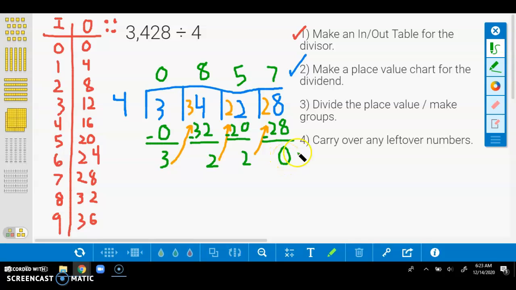Wonderful. So, I can check off 3 because I've divided all my place values. And I can even check off 4 because I've carried over all the leftover numbers. Which means that 3,428 divided by 4, the number on top here, is 857.